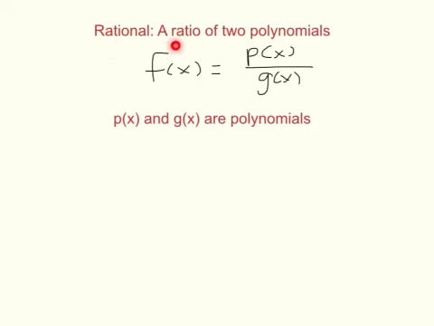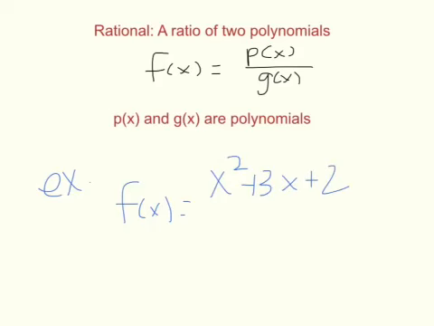So a rational is a ratio of two polynomials. For example, f of x equals p of x divided by g of x, where p of x and g of x are polynomials. So it's a polynomial divided by a polynomial, a ratio of two of them. An example would be something like x squared plus 3x plus 2 over x plus 3. So this is a polynomial divided by another polynomial.